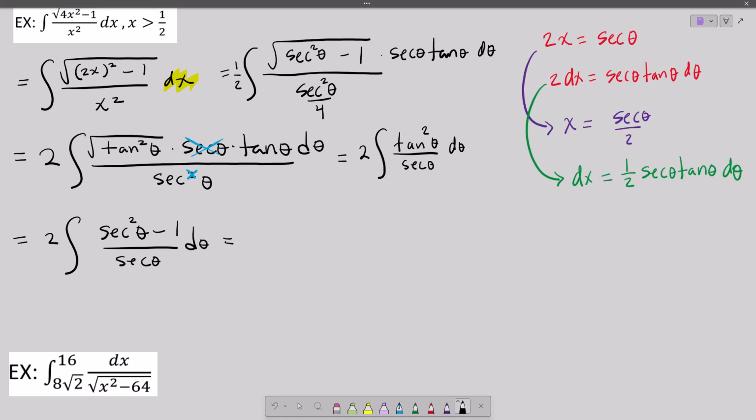Now the denominator is a singleton. We can distribute it. We can split the fraction. So we're going to have 2 integral secant of theta minus 1 over secant of theta, which is cosine of theta.